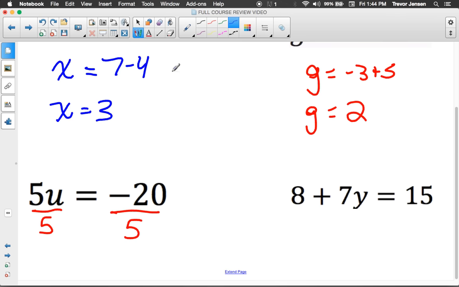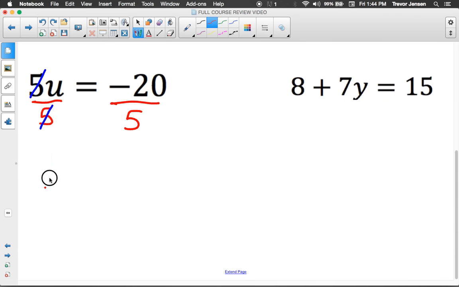And then on the left side of the equation, we have 5 divided by 5, which is 1, so those cancel out. So what you have left is just a u on the left side, and on the right, we have -20 over 5. And what is -20 divided by 5? It is -4. Don't forget, you can check your answer. 5 times -4 is -20, so it's the right answer.